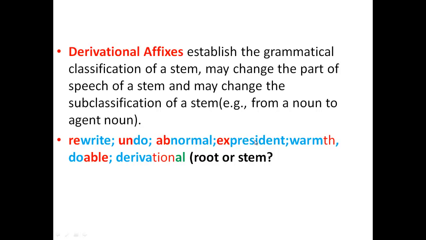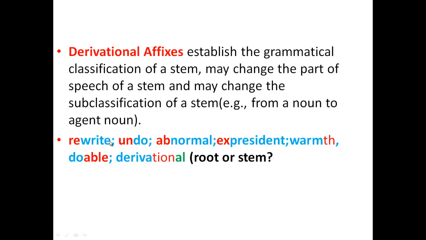Abnormal. Ex-president. Warmth. The th in here. Doable. Able. Derivational. So we have got tion and al. Okay, we know that all these in red, and even the al in here, are all derivational morphemes. But let's clarify further this distinction between root and stem here.